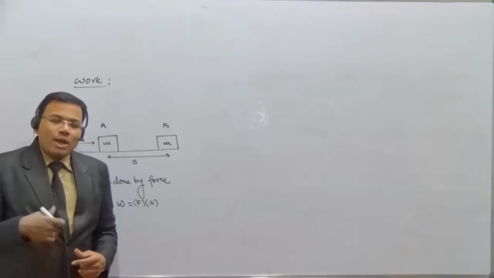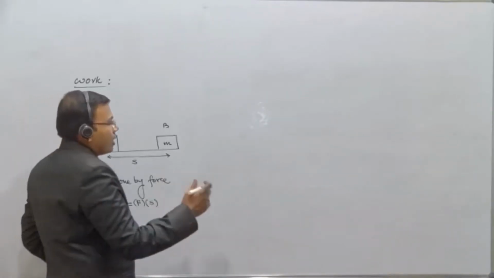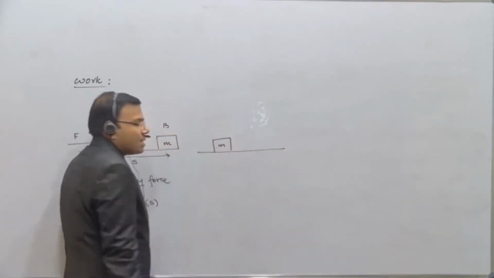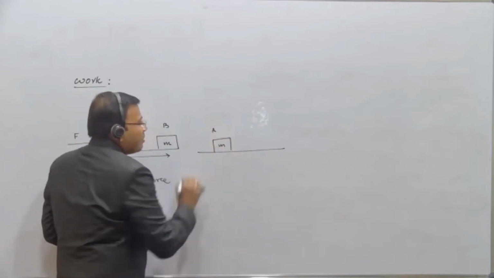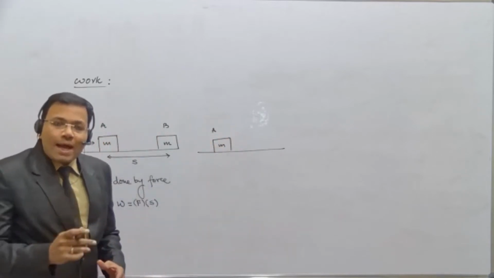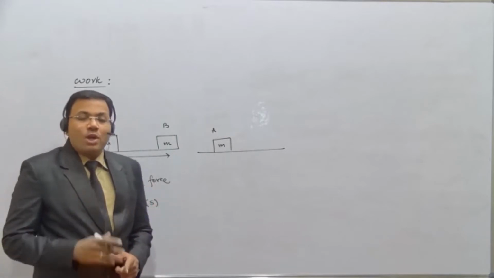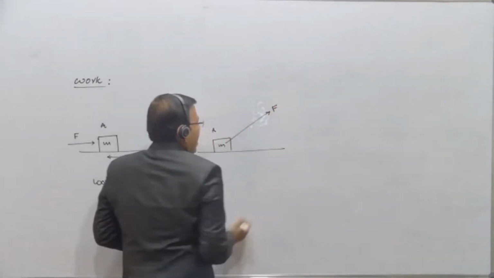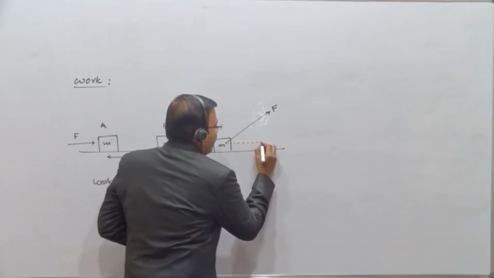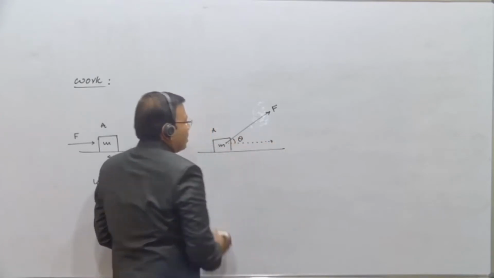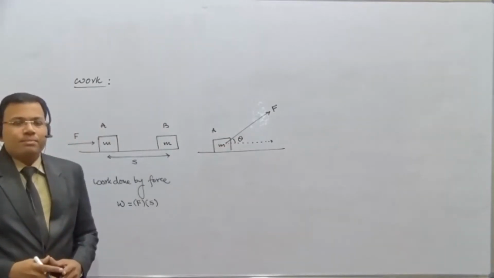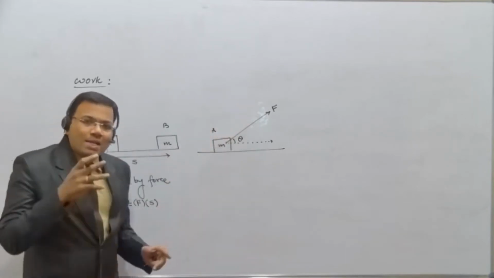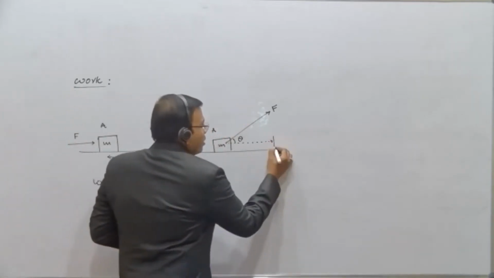So let us go for another situation. Suppose a block of mass m is on a horizontal surface, at the point A. Now I am not applying any horizontal force. I am applying some inclined force, inclined at an angle theta with the horizontal. If you apply this force, then the body has a displacement from point A to the point B.